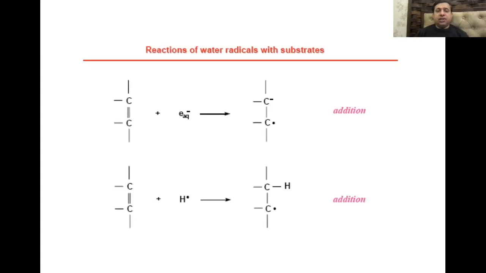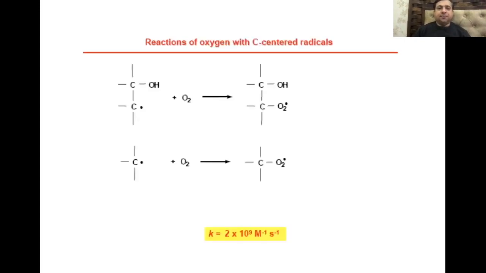Similarly, the solvated electron leads to the formation of radical anions. So at one carbon it gets a negative charge, while at the other it gets a radical part. Similarly, the hydrogen radical undergoes an addition reaction at the unsaturated bond, which leads to the formation of a radical center on one of the carbon atoms. If oxygen is present and a radical center is already there on the carbon atom, then this oxygen reacts with this carbon radical center and forms a peroxyl radical. This peroxyl radical in itself is not very stable, so it leads to further reaction.